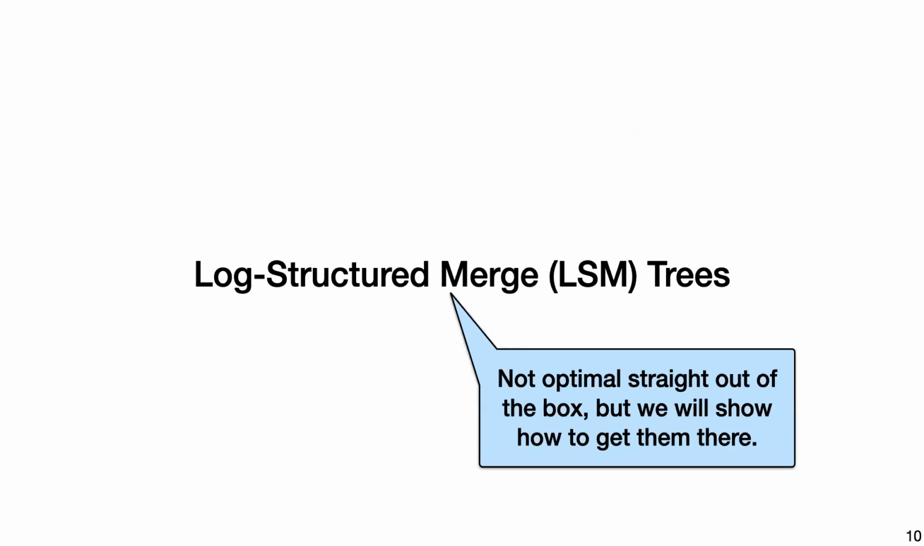Okay, so today we're going to talk about another kind of write optimized data structure, which is called log structured merge trees, also called LSM trees. And LSM trees are not optimal, so they're not on that lower bound curve straight out of the box, but we're going to show how you get them to the optimal curve.